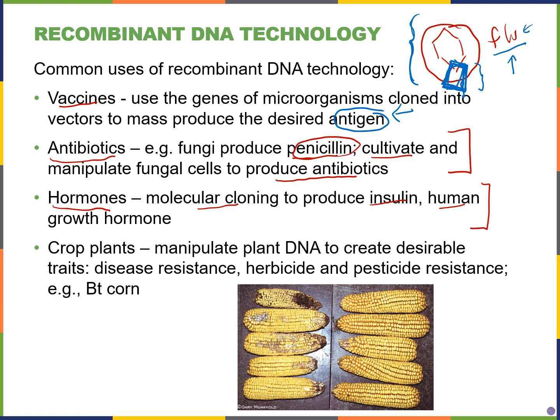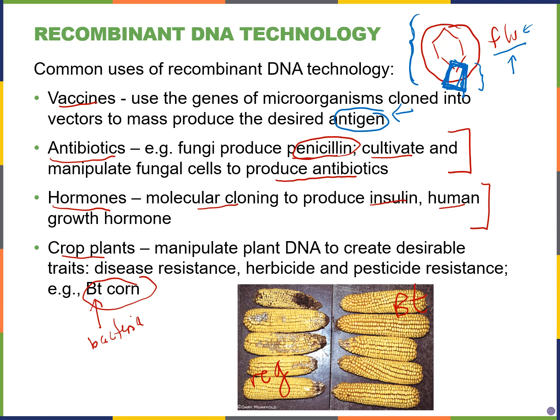And then finally, this is not inclusive of all the common uses, but we can also use recombinant DNA technology to generate GMO foods. For example, one of the things that's pretty common is something known as BT corn. BT corn, as shown on the right, this is BT corn, and this is regular corn. BT corn contains a gene from bacteria. So this is from bacteria.